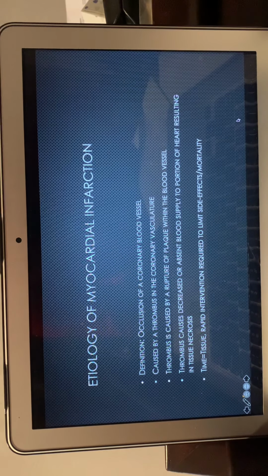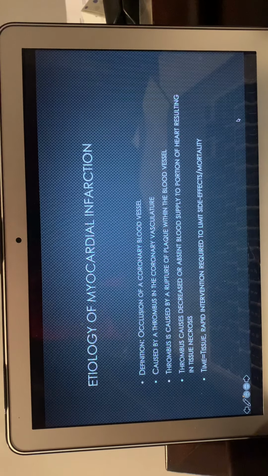That thrombus gets lodged in there, and the oxygenated blood is no longer allowed to travel to that portion of the heart, and therefore you start to develop injury to that part of the heart, and what we see as a myocardial infarction. The thrombus is caused by rupture of a plaque within the blood vessel. That plaque builds up over time, and when it ruptures, it starts to clot with blood and eventually fully occludes that artery, and therefore blood is no longer able to continue on that artery, and we get the changes that we see within these patients.